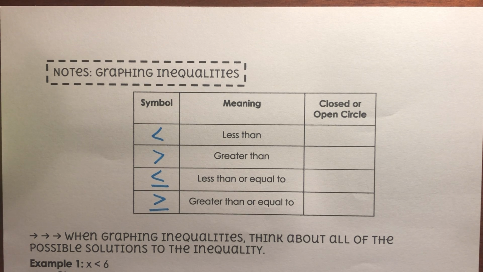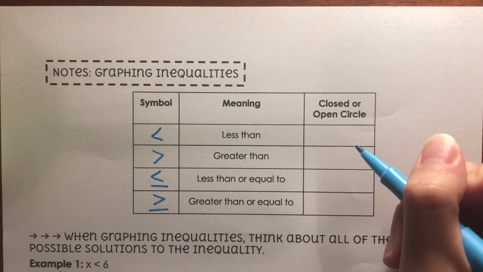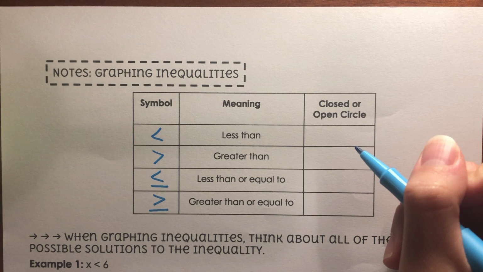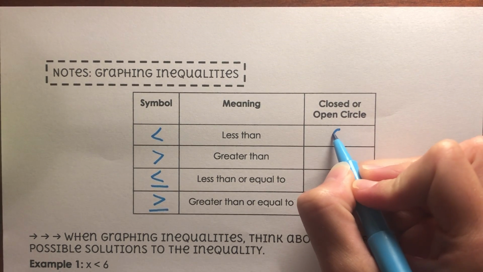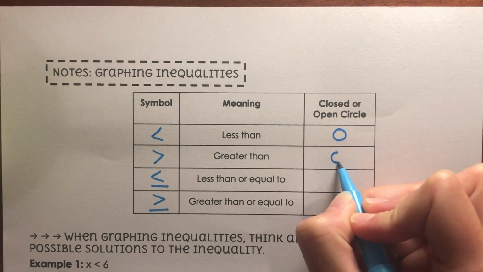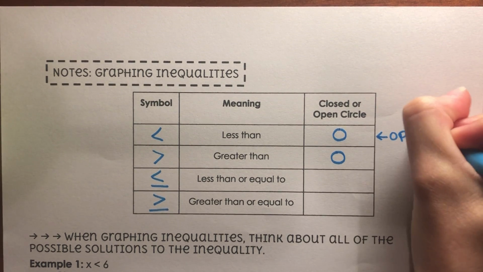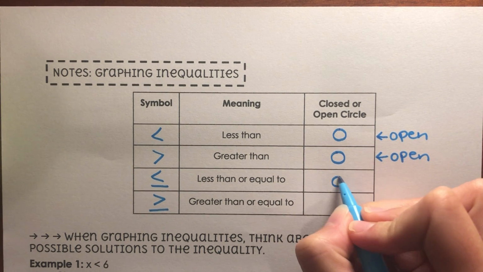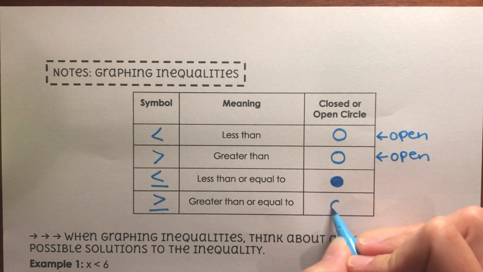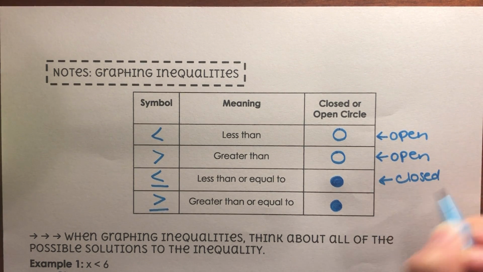So just like how when we have a number line, we graph a point on our number line, we're going to graph it with either a closed circle or an open circle. And we'll talk about that a little more once we start graphing, but our less than and greater than symbols are represented with what we call an open circle. And our less than or equal to and our greater than or equal to are represented with a closed circle.